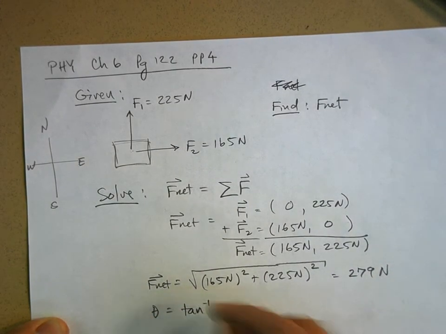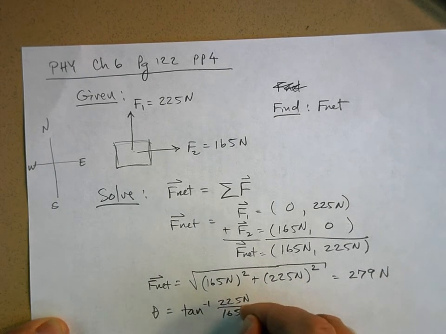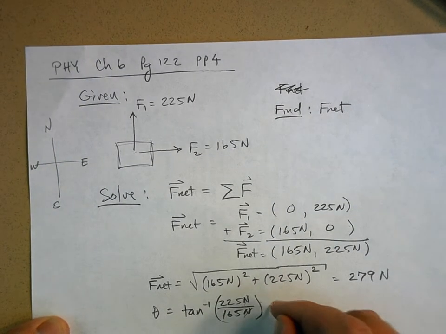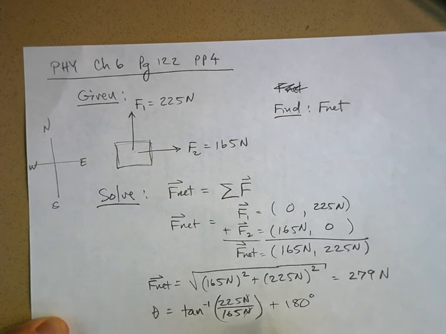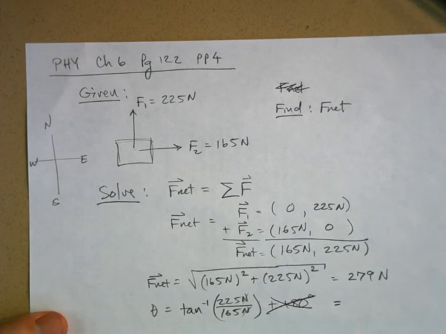Now let's figure out what the angle is. It's the inverse tangent of the Y value over the X value. Don't need to add 180. Well, I can put plus 180 degrees, but then I check my X value. Oh, it's positive, so I don't need to do that. So theta is going to be equal to 225 divided by 165, and then I go inverse tangent of that. And I get 53.7.